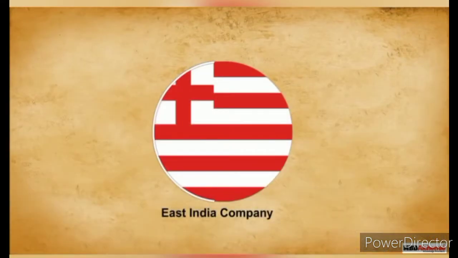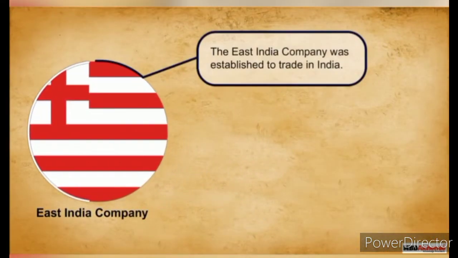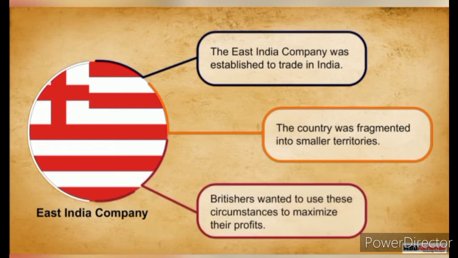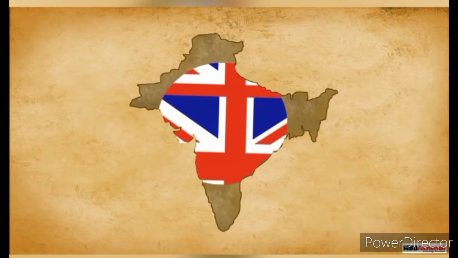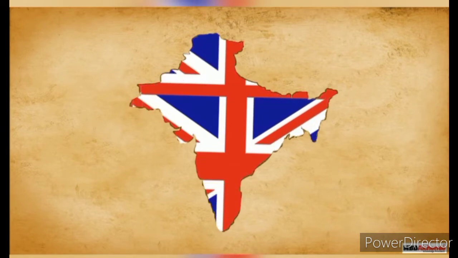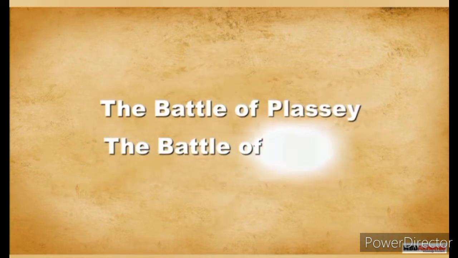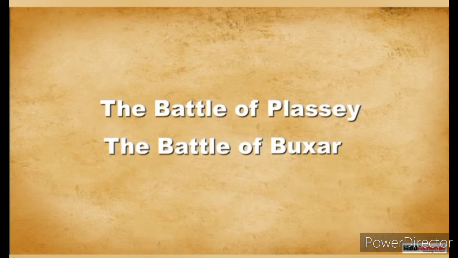You would also recall that initially the East India Company was established to trade in India. But with the passage of time, they found that Indian rulers were not united and they had weak and incompetent successors. The country was fragmented into smaller territories. The Britishers wanted to use the circumstances prevailing in India to maximize their profits. In order to bring more territory under their control, the British fought many wars. The Battle of Plassey and the Battle of Buxar are two such important wars.